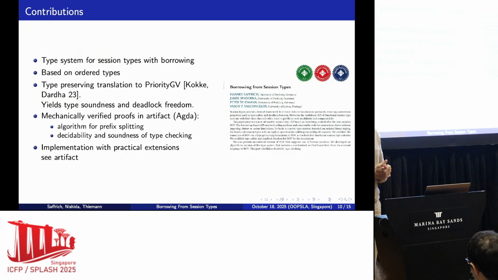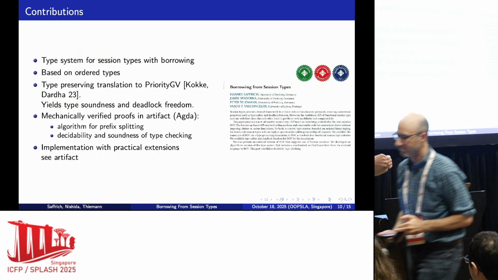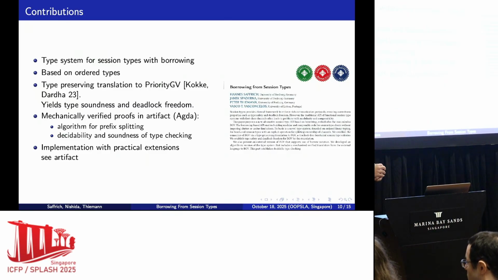The nice part is that our translation, which introduces all these intermediate cells and extra communication, doesn't introduce any deadlocks, even if we do it in a strongly sequential part. Moreover, we have a mechanically verified artifact in Agda, and we have an implementation with practical extensions, and you can find all that in the artifact. And that's what I wanted to say. Thank you.